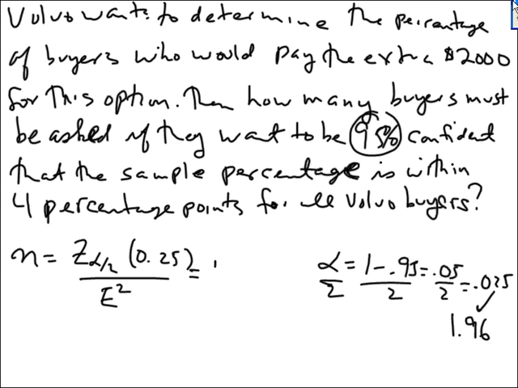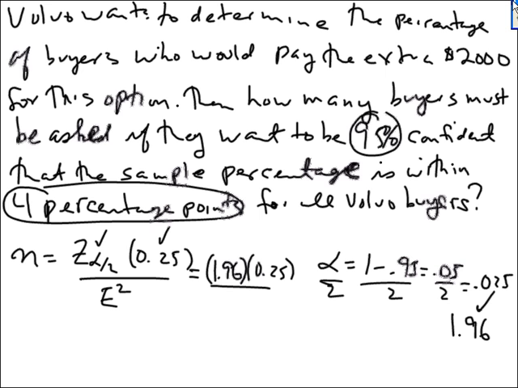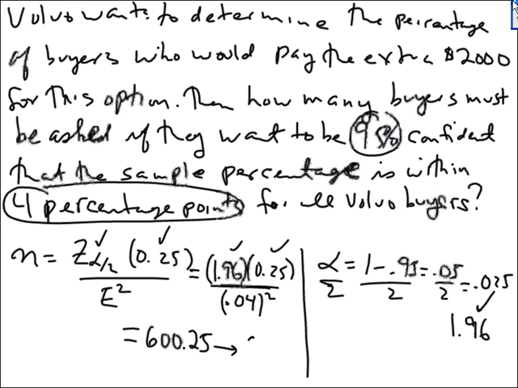So we have 1.96 squared, times 0.25, divided by e squared. Well, you want to be within 4 percentage points. 4% is 0.04. And if you multiply these two numbers on top, and then divide by 0.04 squared, you will get 600.25, which means that you should survey 601 people.